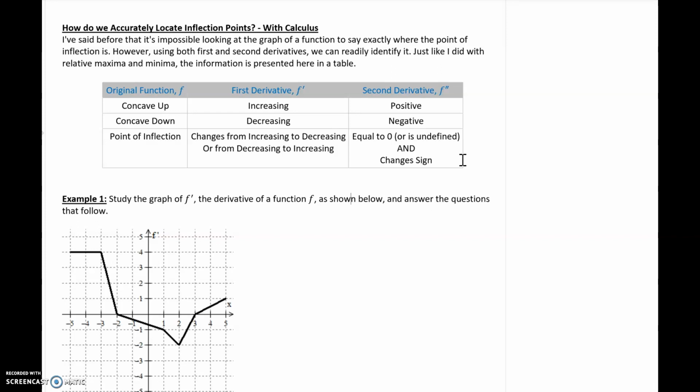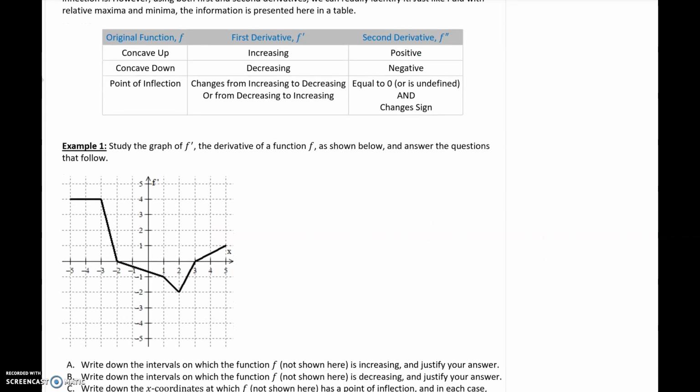And you're going to have to initially pay very close attention as to whether the graph you're shown is a first derivative graph or a second derivative graph, because that will influence how you use the table. So let's do example 1. In example 1, it tells us to study the graph of f prime. The derivative of a function f is shown below, and answer the questions that follow.